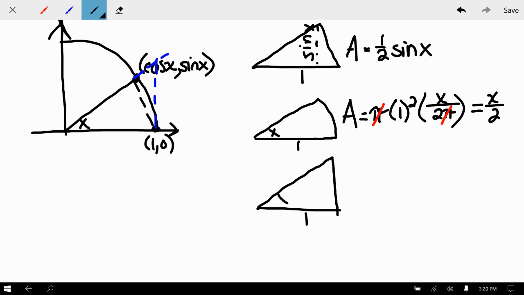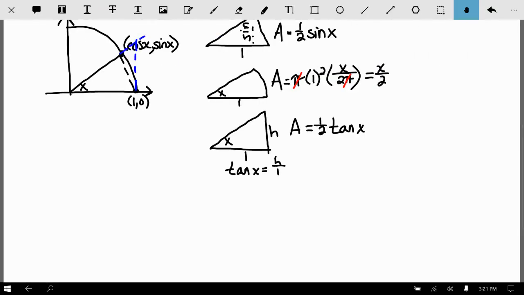There's my 1, there's my x, and I'm trying to find out what this height is. Well, if you think about what would relate those 3 things together, if I know the angle of a right triangle and I know the opposite side and the adjacent side, you should be thinking about tangent. So I know here tangent x is equal to h over 1. So the height of this triangle is essentially tangent x. So this area would be 1/2, my base is 1, and my height is tangent x.